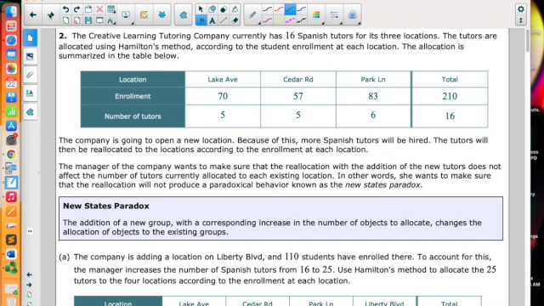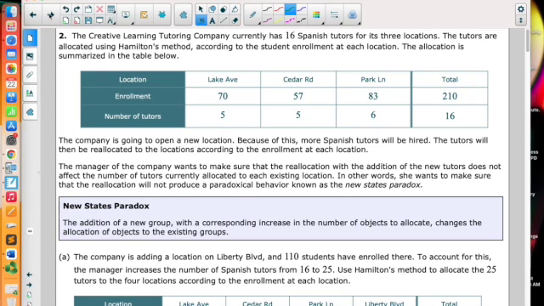Creative Learning Tutoring Company currently has 16 Spanish tutors for its 3 locations. The tutors are allocated using Hamilton's method, according to the student enrollment, as recorded in this location table. The company is going to open a new location. Because of this, more Spanish tutors will need to be hired.